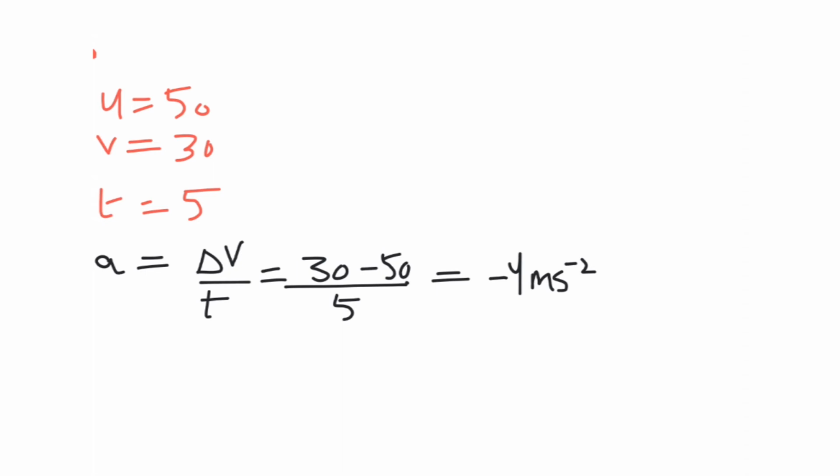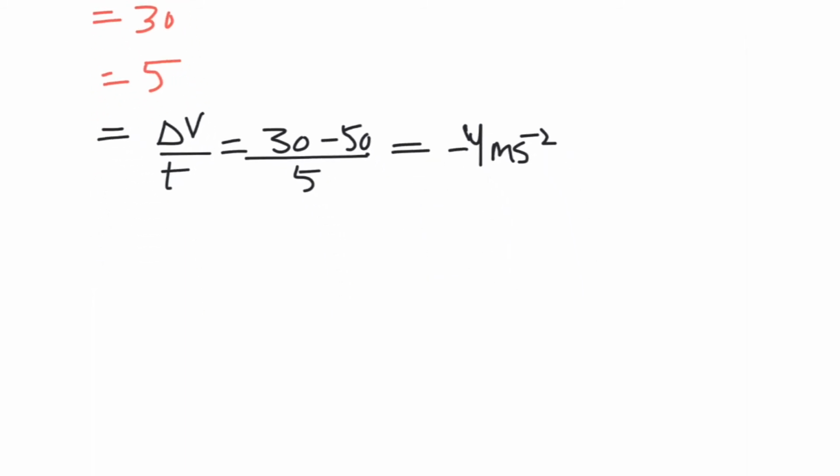Now what does this negative mean? This negative means deceleration. So every second the speed of the object was decreasing by 4 meter per second. So the acceleration is negative 4 meter per second squared. So either you can say the acceleration is negative 4 meter per second square, or alternatively you can say that the deceleration is 4 meter per second squared.